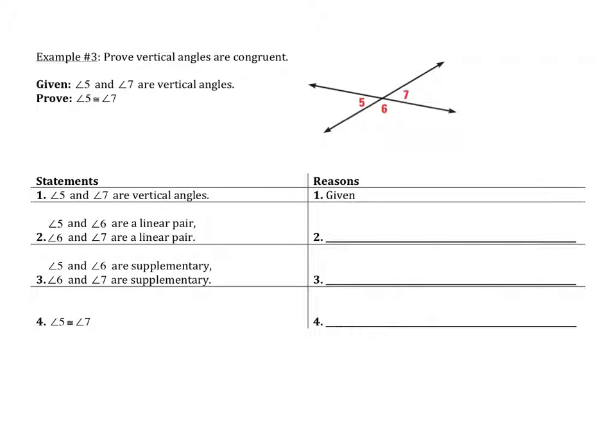Next, I have down that angle 5 and angle 6 are a linear pair, and angle 6 and angle 7 are a linear pair. If you look at the diagram, angle 5 and angle 6 are a linear pair because they're forming this straight line, and angle 6 and angle 7 are a linear pair because they're forming this straight line. I know this because of the definition of what linear pairs are. So that's exactly my reason: the definition of linear pairs.